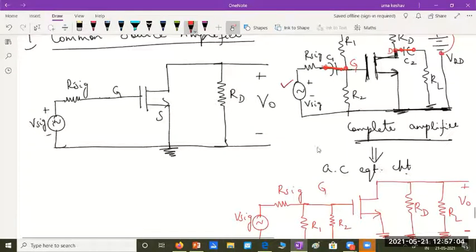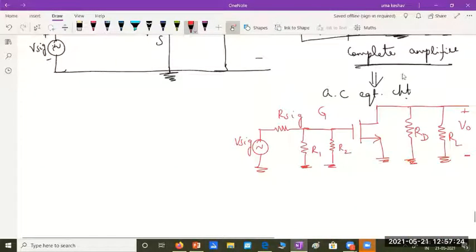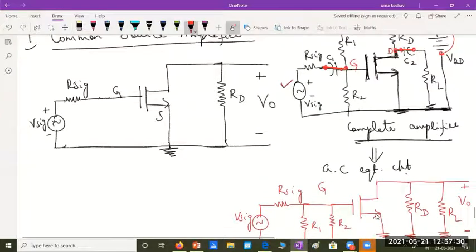Here, what we have done, we have considered a very simple common source amplifier where we have considered only the signal source with its resistance and just the drain resistance RD present. I have avoided considering the bias resistors and the load resistors. We will consider this circuit after we finish analyzing this simple circuit.